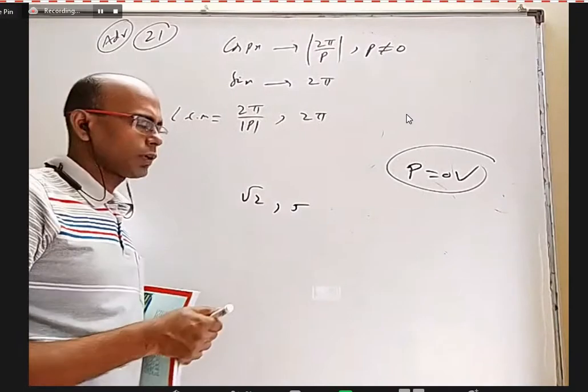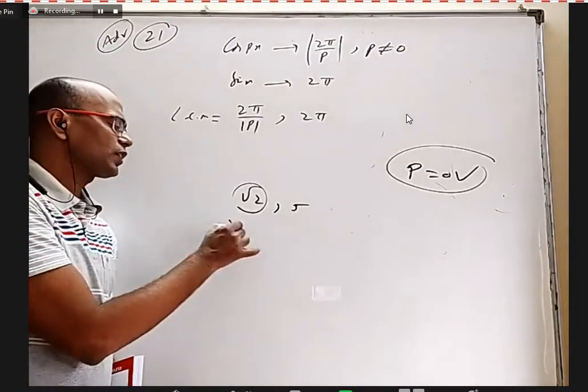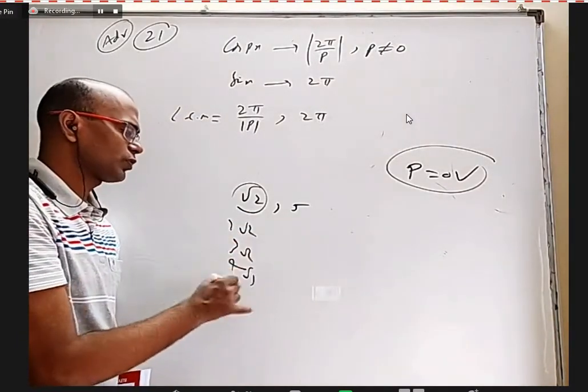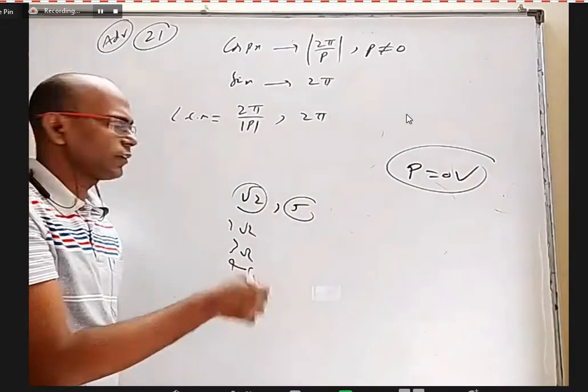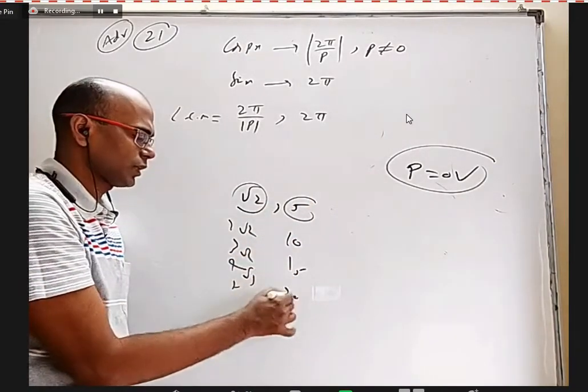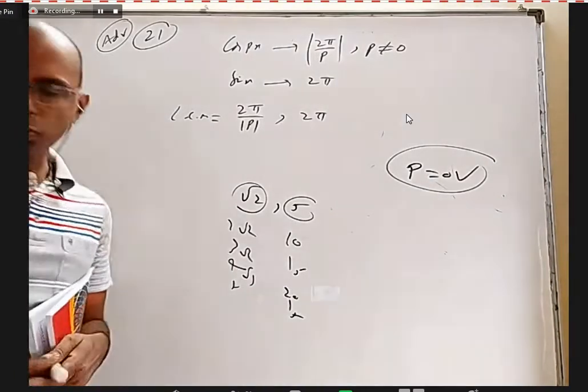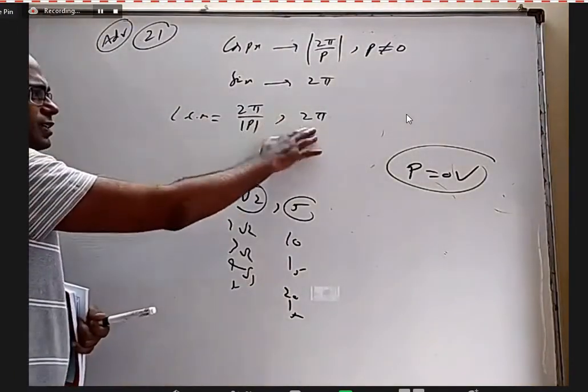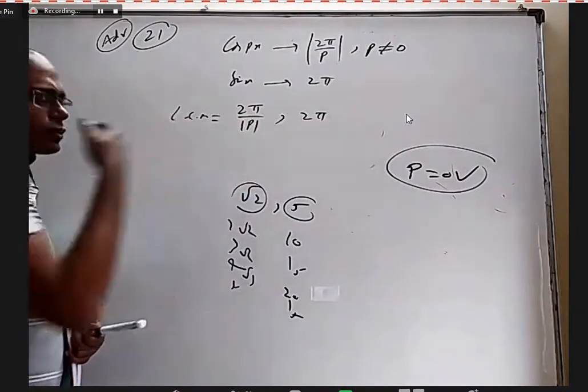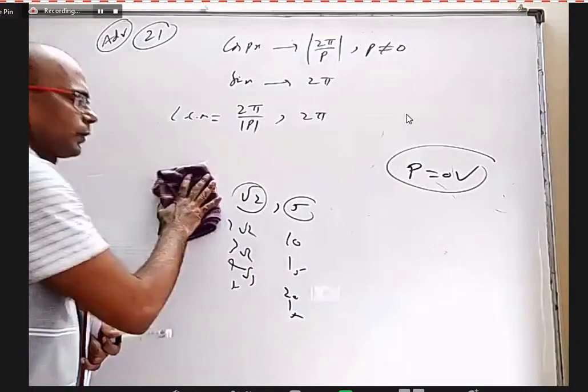Because when I say multiples of root 2, I am referring to 2 root 2, 3 root 2, 4 root 2, 5 root 2. When I say multiples of 5, I am referring to 10, 15, 20, 25. There is no common multiple, so there is no LCM. So both should be rational, because this is rational apart from the pi, so this also should be rational, then only.